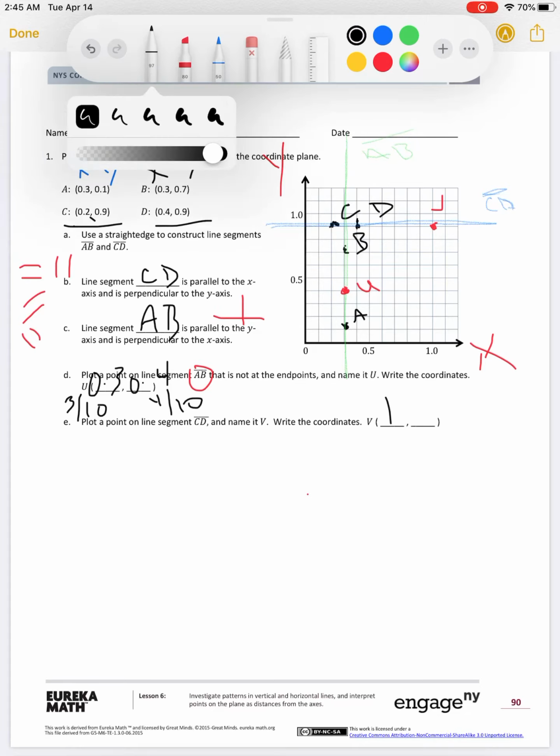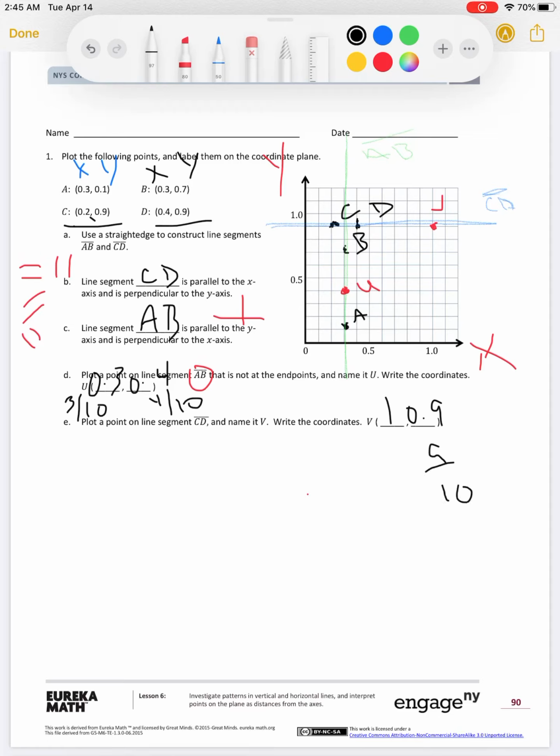And then on the y-axis, point V sits here, which is 9/10. So I can put 9/10, which would be 0.9, or 0.9. It's up to you. Or we can have a fraction, 9/10. Good job for us. All right, we're finished with page 1.